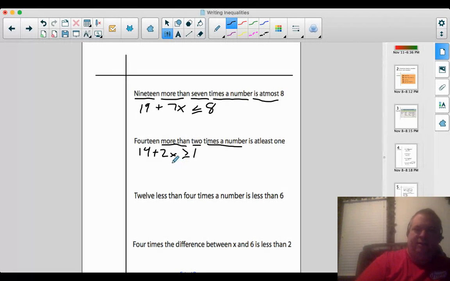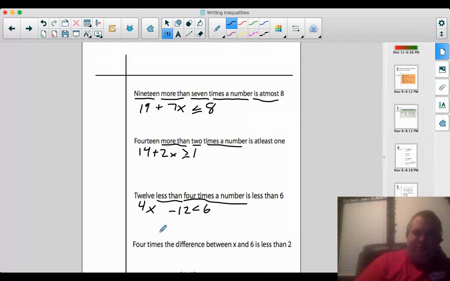All right. Why don't we pause here for just a sec and see if you can do this one yourself. All right, welcome back. Here we have a "less than." We've got to be careful then. 12 less than means I'm going to be subtracting 12 from something. 12 less than 4 times a number. So 4 times a number is 4x. So we've got 4x minus 12. And it says is less than 6. That one got a little tricky with the "less than," but it should be 4 times x minus 12 is less than 6.